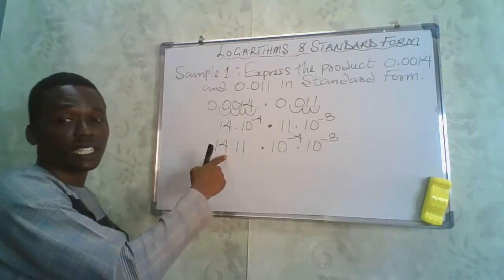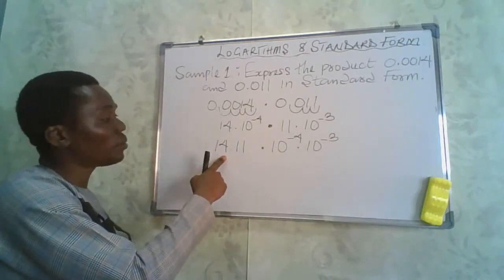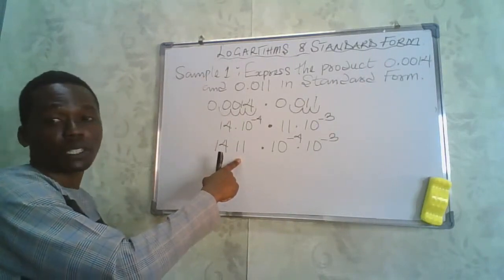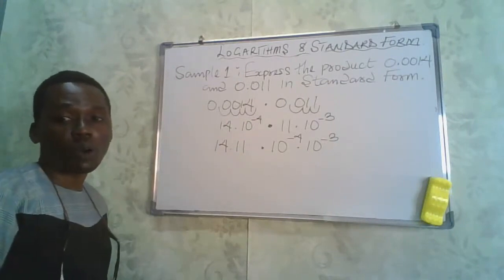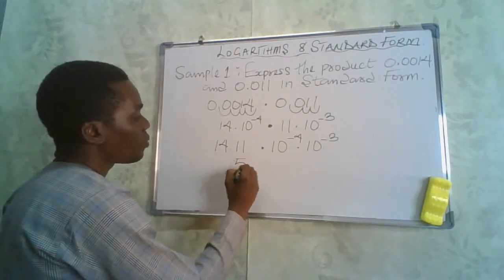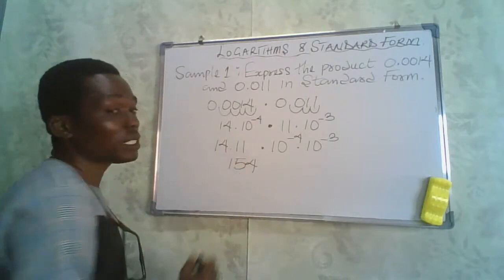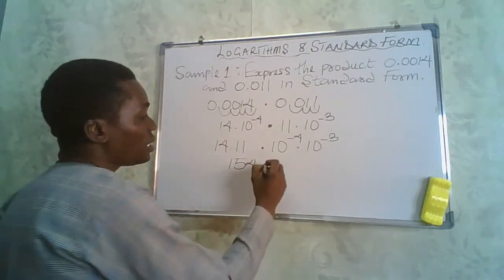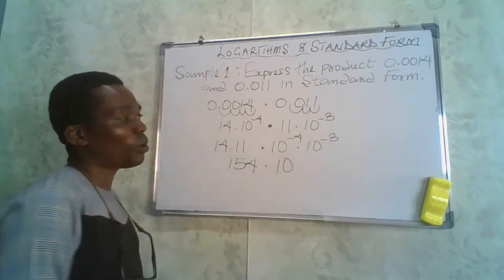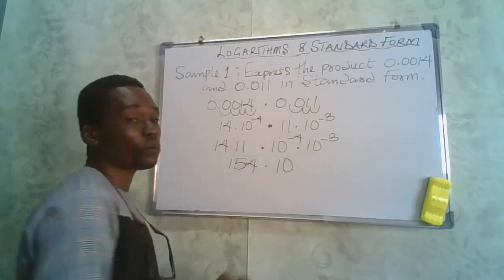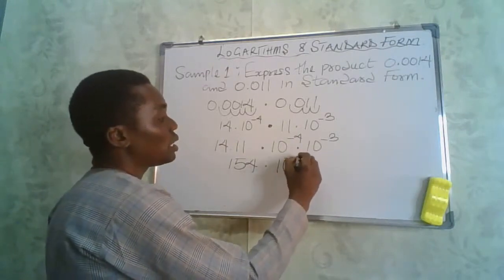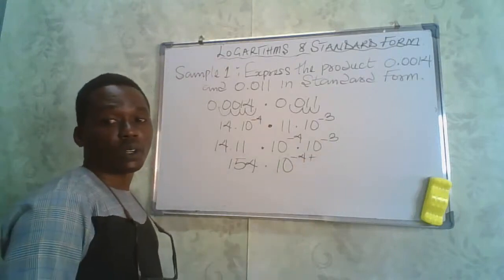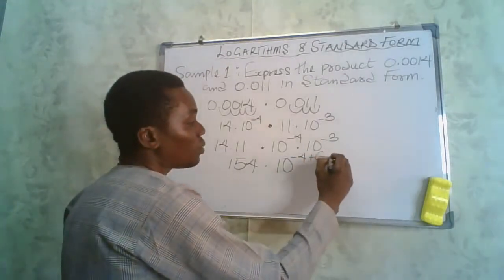So if we simplify this, 14 times 11 is going to give us 154, right? If you multiply those two, we are going to have 154. And this, according to the law of indices, the product law, is going to give us negative 4 plus negative 3.